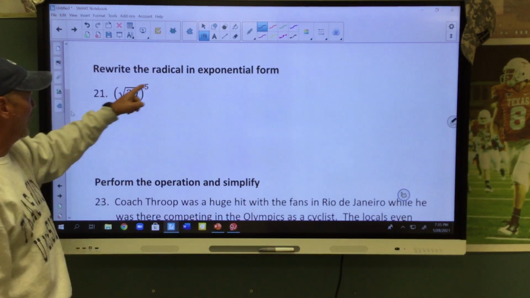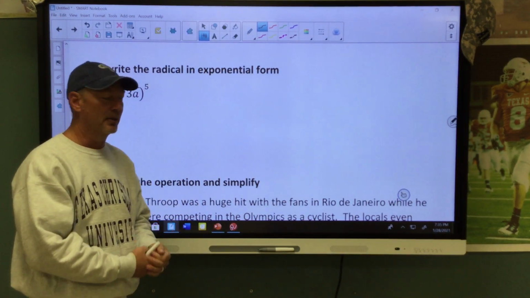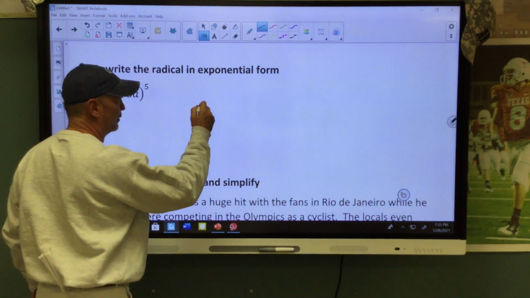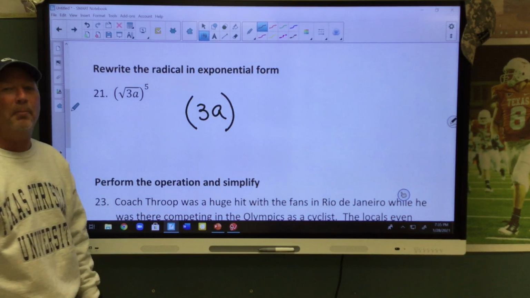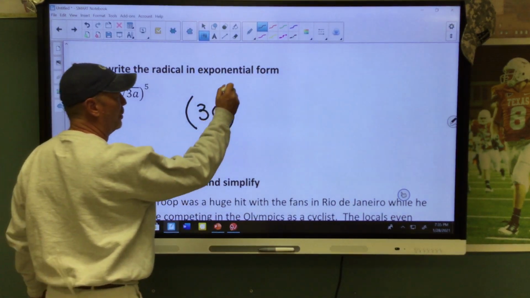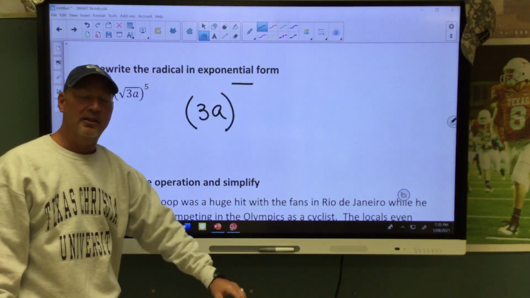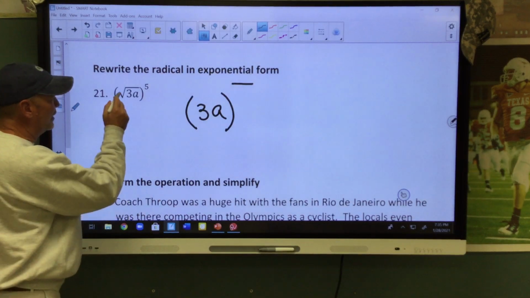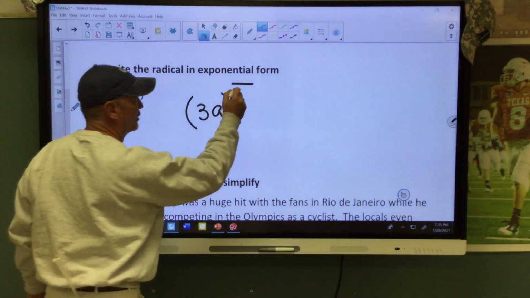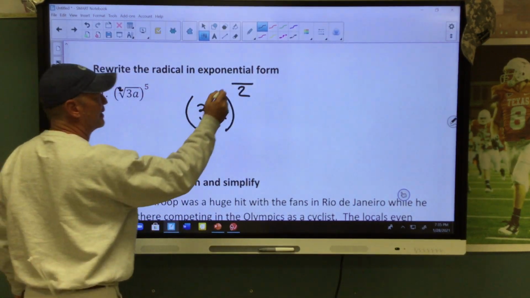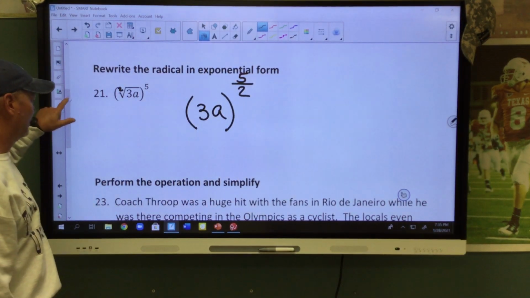Here we go. Rewrite the radical in exponential form. So now I have to convert that to an exponent. I still have a 3a, and that will stay in parentheses. My exponent will be a fraction. Where did we say the roots are? The roots are at the bottom, in the denominator. So my root is an invisible little 2 sitting right there. That's your root, so my root is a 2. My exponent is a 5. Easy peasy.